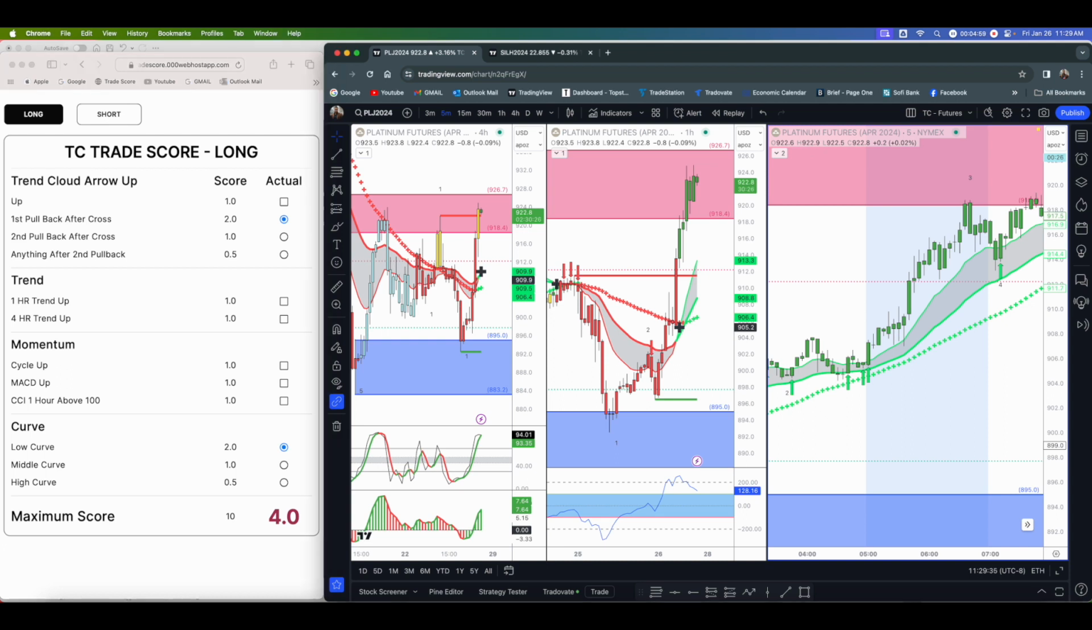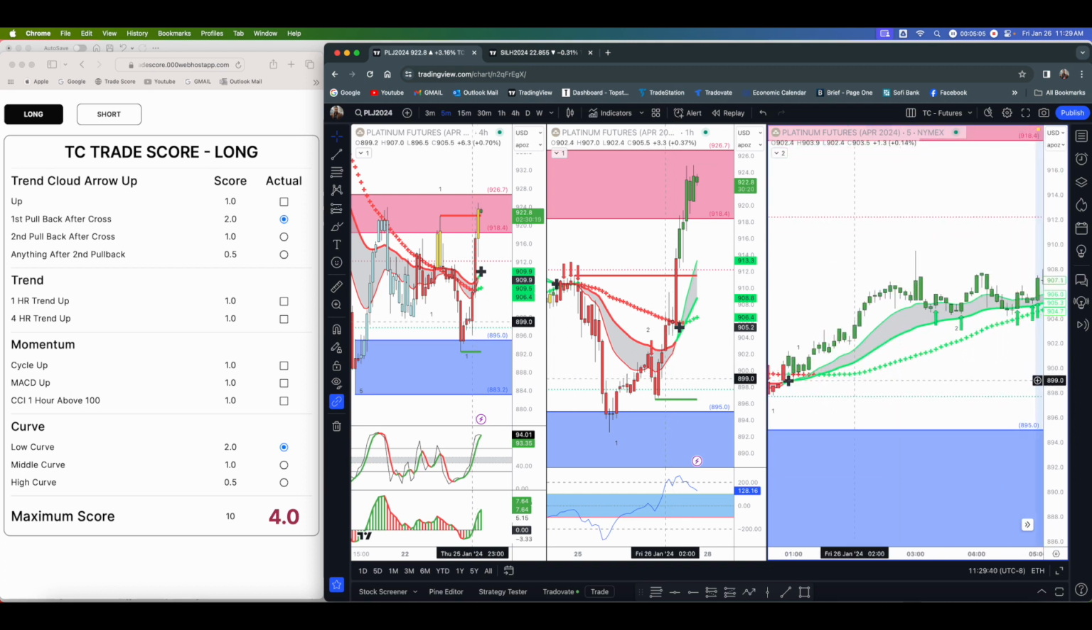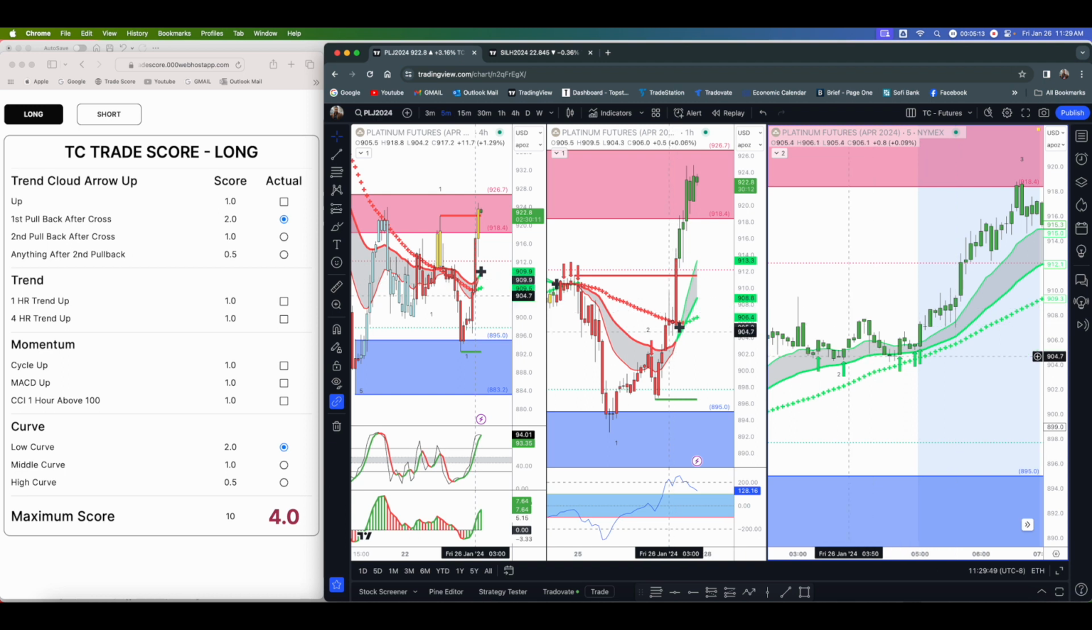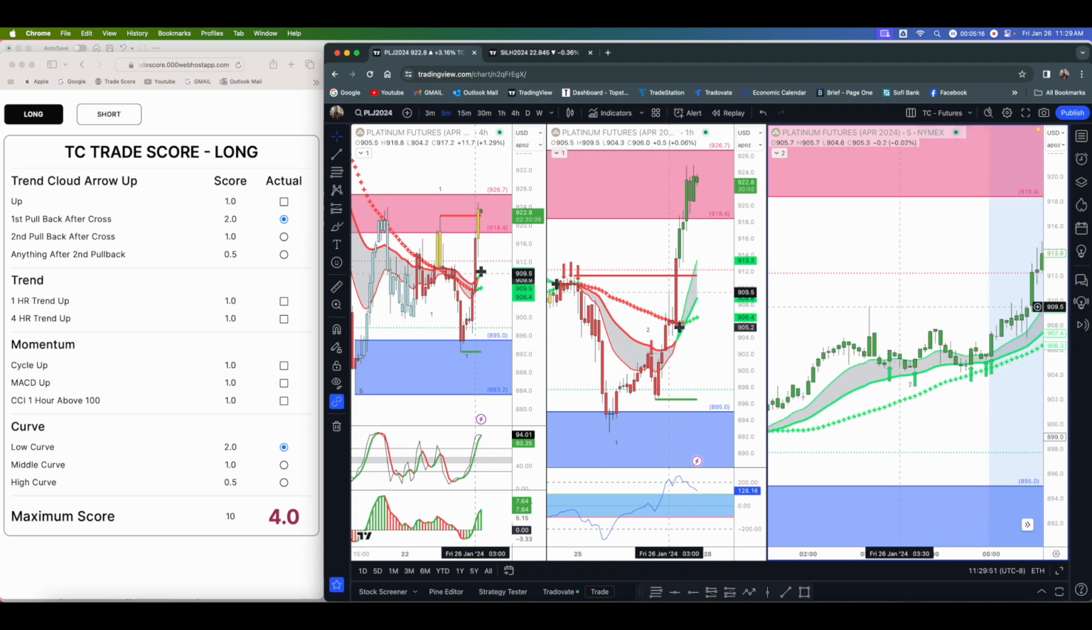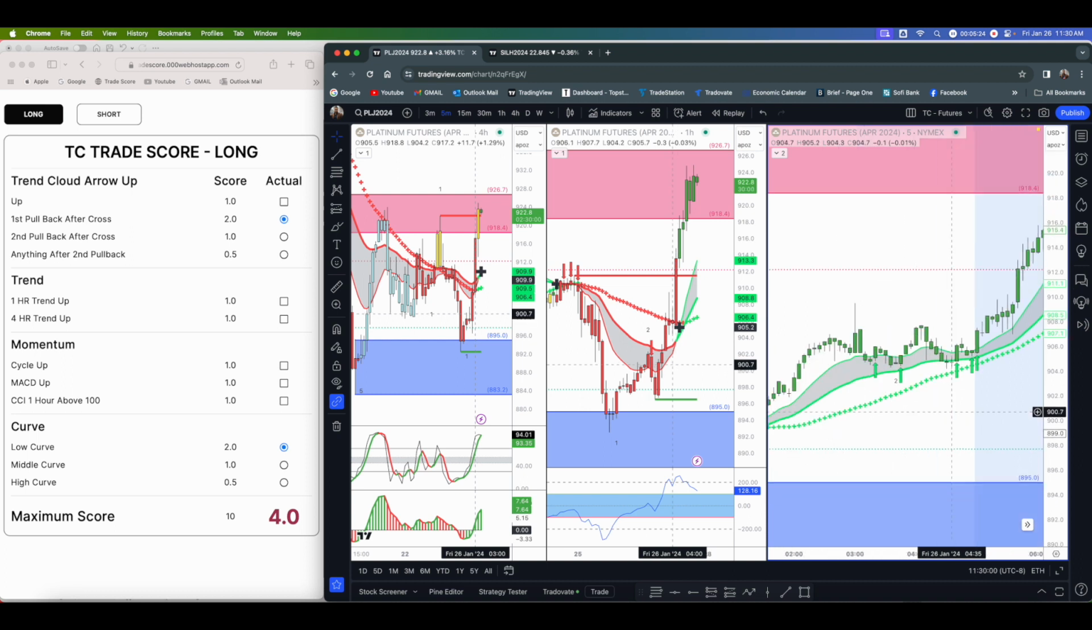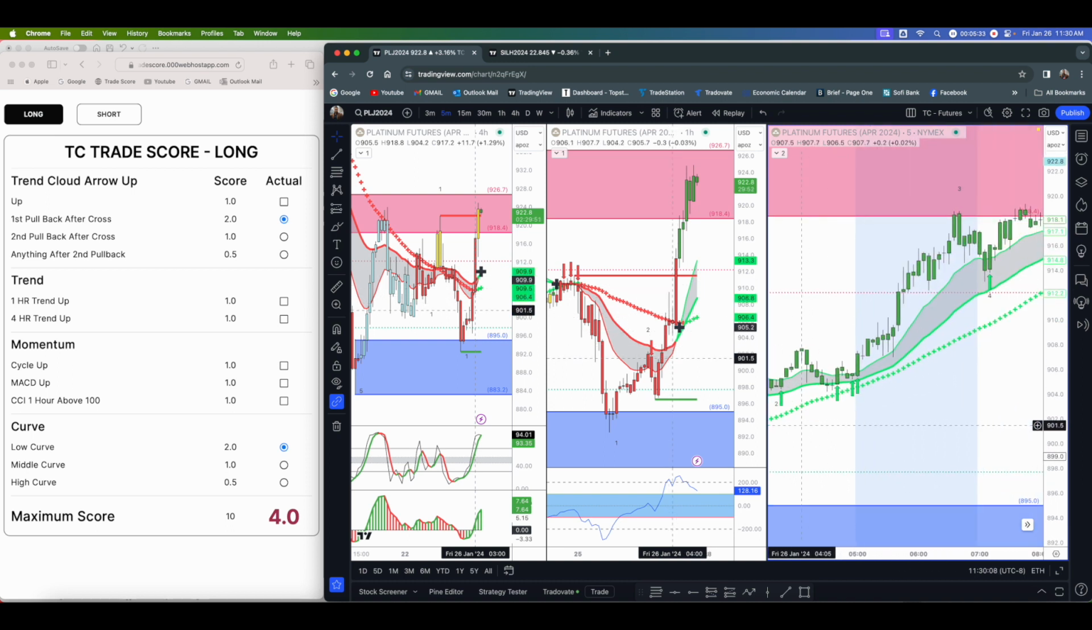Let's look at when this came. This is where the cross happened. After the cross, this is still the first pullback, because it hasn't broken out, or there was no change of character on that side. Sorry, there was no break of structure on the other side, so I will still count all of this as the first pullback. So that would stay here. You're going to choose first pullback after cross.